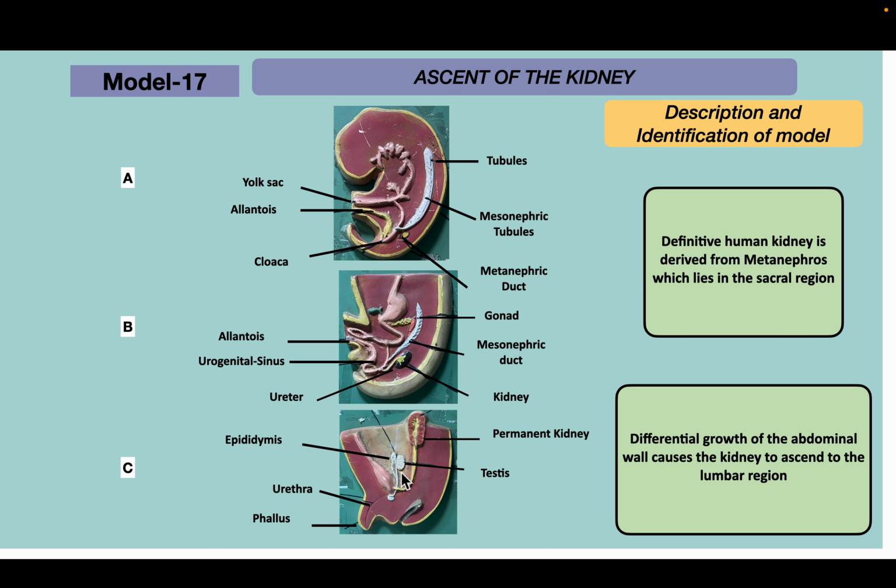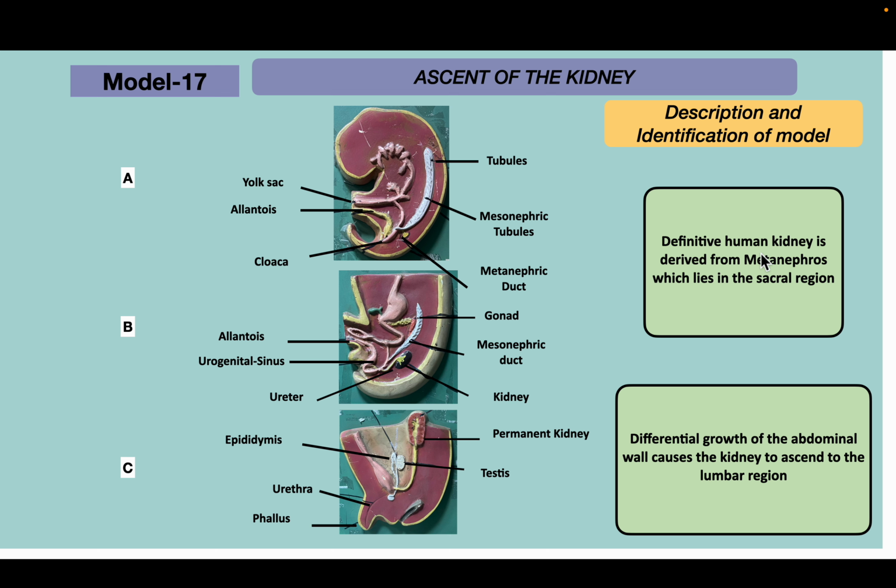Now further, because it is arising in the lower portion, it has to ascend. So the ascent of the kidney is there. This is the permanent kidney. Then testes, epididymis, urethra and phallus is visible. So these models are showing the successive stages in the ascent of kidney.